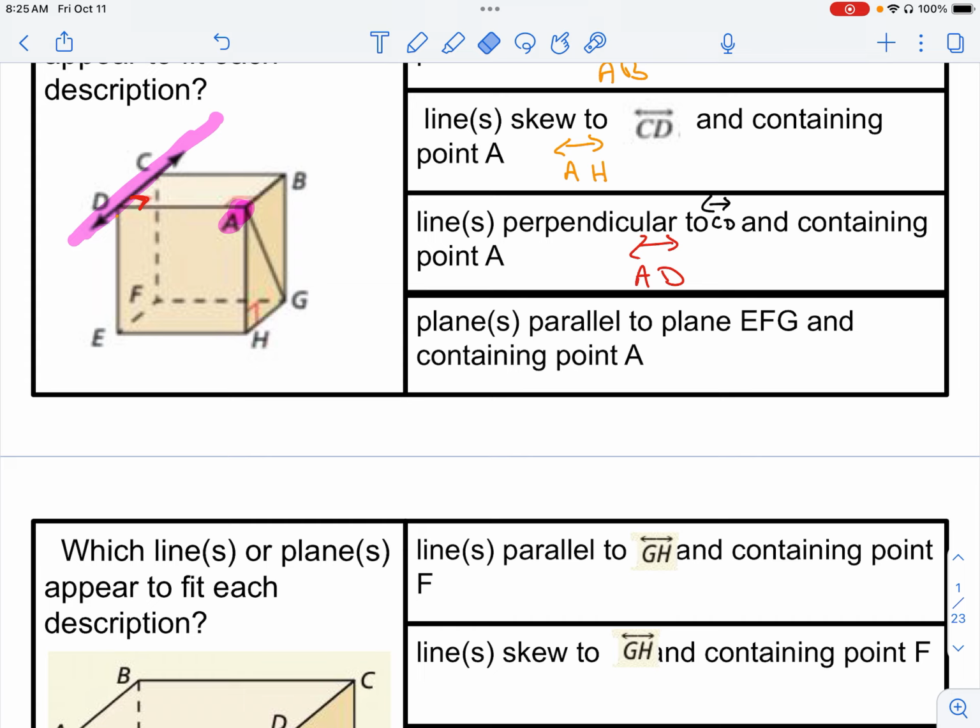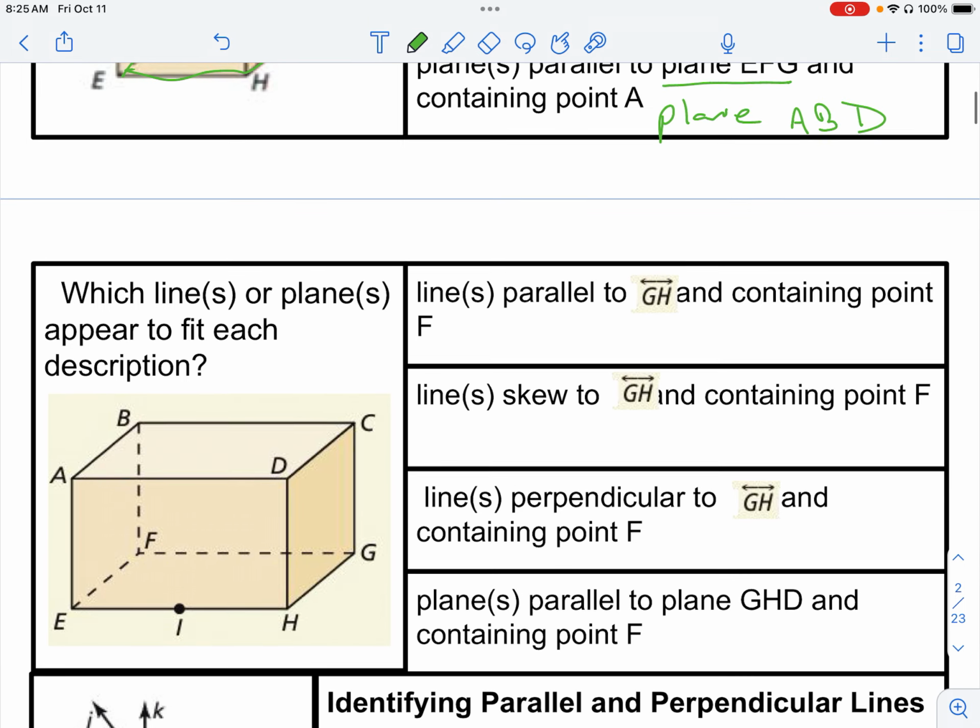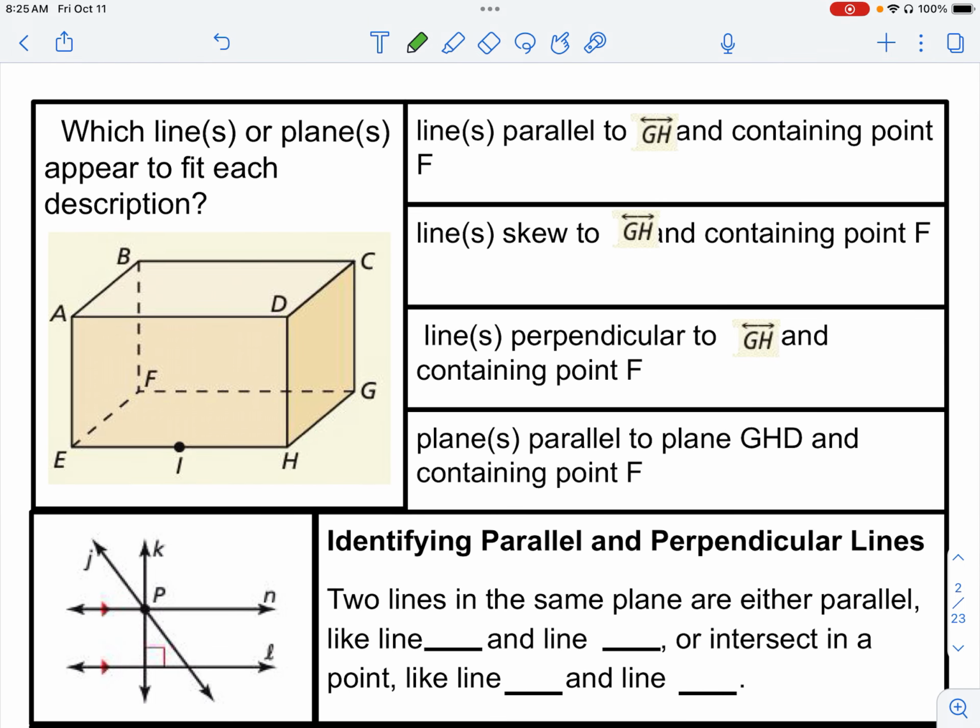Then a plane parallel, let's switch over to green, to the plane EFG. EFG is right here. It's the bottom of the box. So what's going to be parallel? Well, the top of the box. So we have plane ABD or DAB or CBA, any combination of those that contain the top of the box.